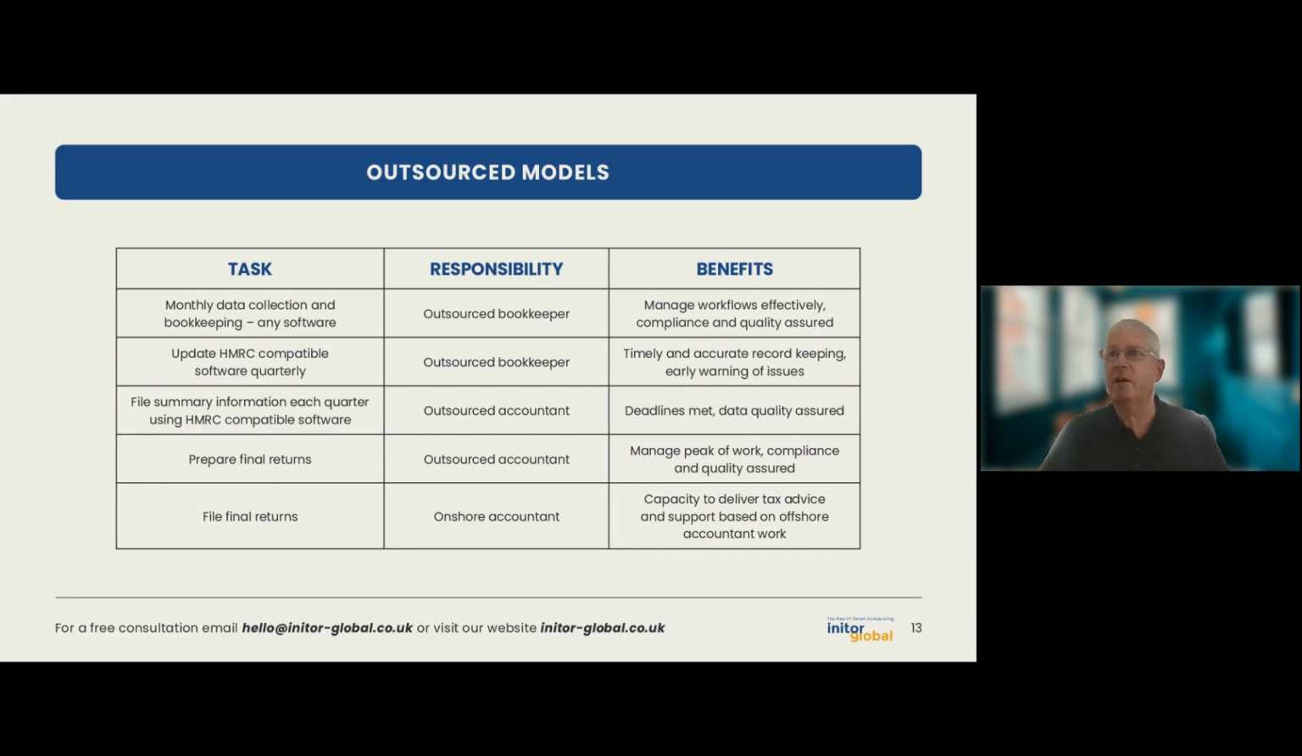This is a substantial increase in workload for any client who may have required little support in previous years. So if we break that down into a number of tasks, we can see where we can realistically outsource that work. The monthly data collection and bookkeeping on any type of software, you can outsource that quite easily. Offshore bookkeepers have been working with accountants for years now to manage workflows, ensure compliance, and deliver quality work.